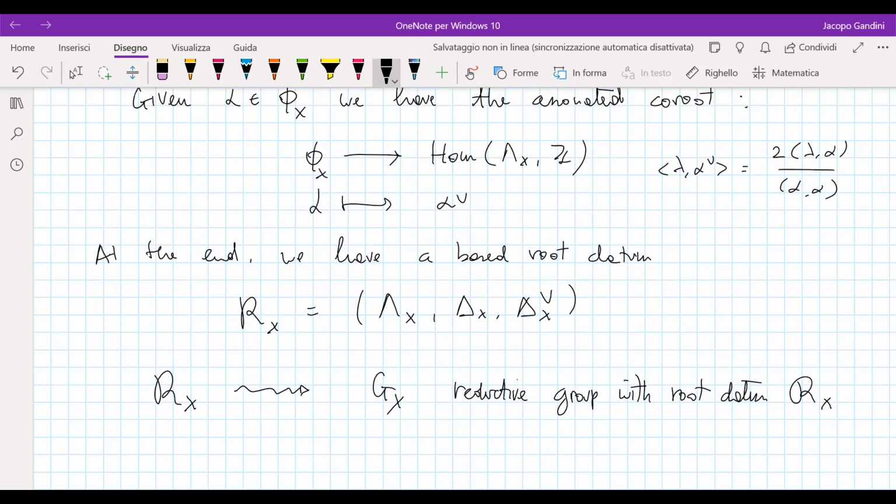Okay, so in particular, this lambda x will be the set of characters of its maximal torus. Actually, in this case, the symmetric case, this is a bit weird because this root datum is actually semi-simple. So I am doing something a bit more complicated than what I might do. But in the next case, this is not going to be semi-simple, so I prefer to use this notation. But in this case, it is semi-simple.